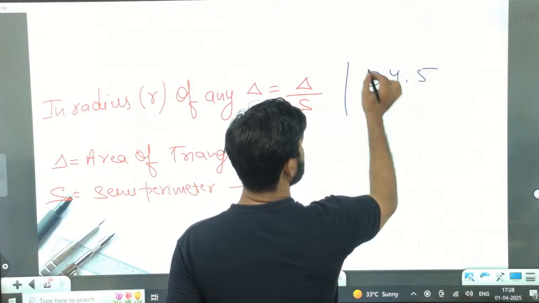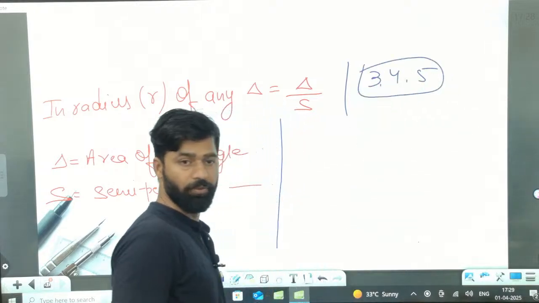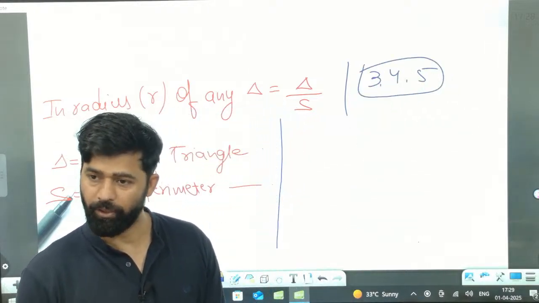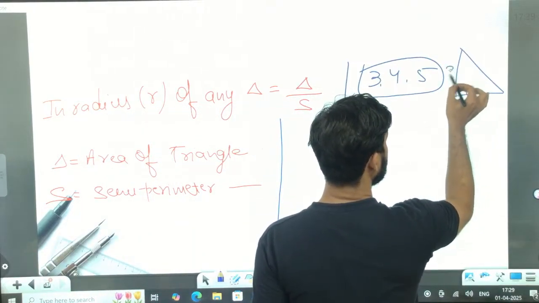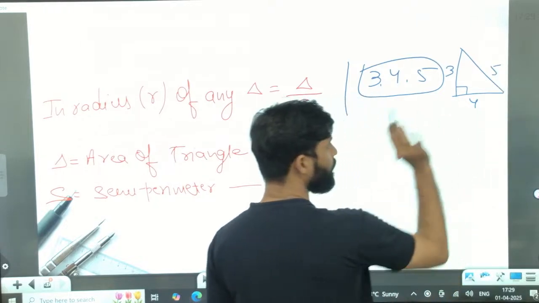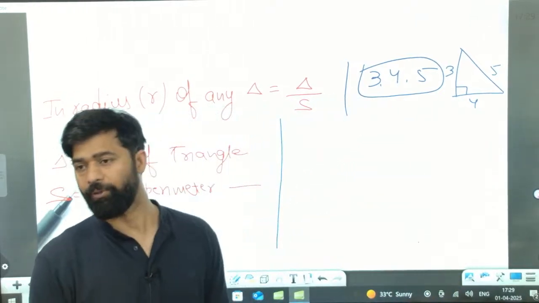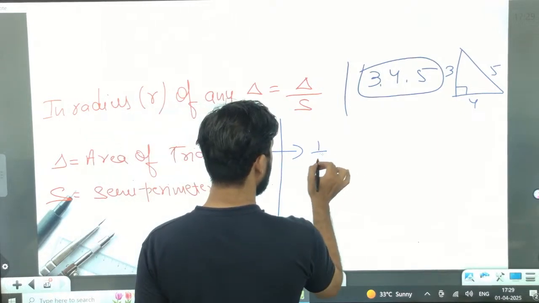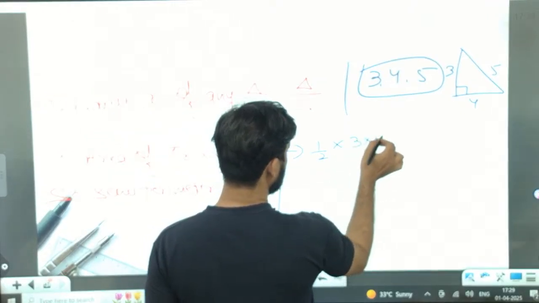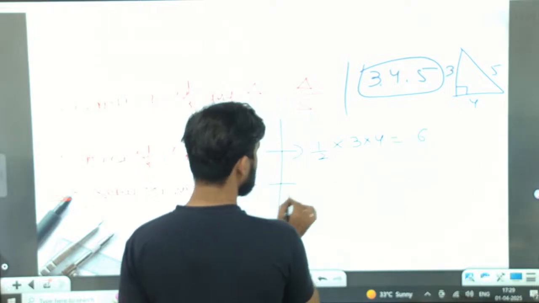As we know, this is a right angle triangle. Okay, so I can draw it like this: 3, 4 and 5. So what will be the area of this? Half into 3 into 4. The area of this triangle is half into 3 into 4. That will be 6.